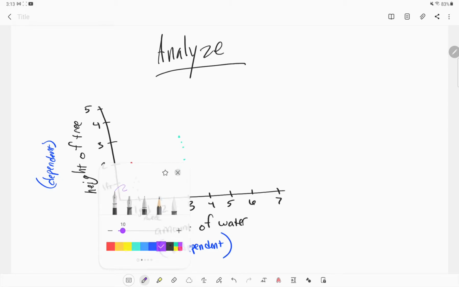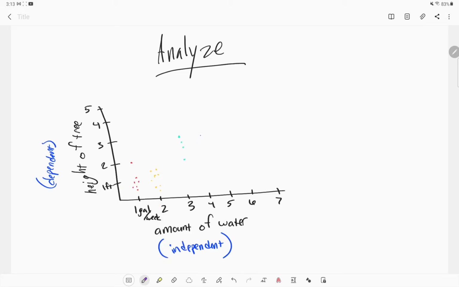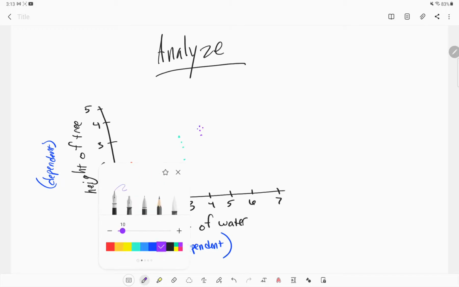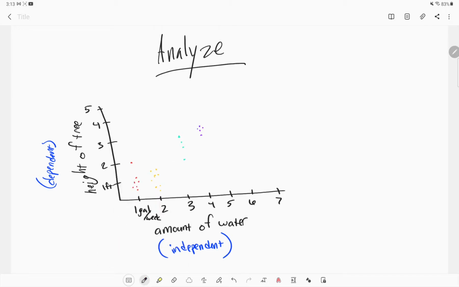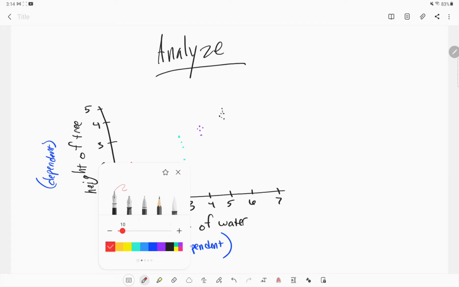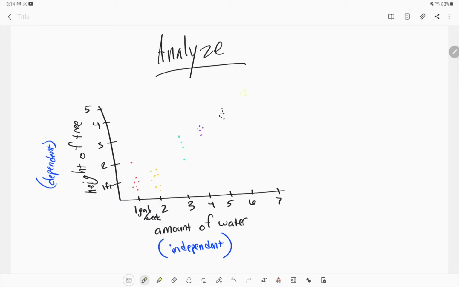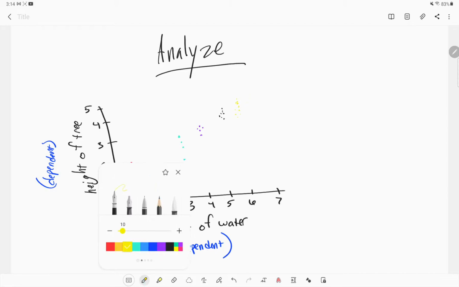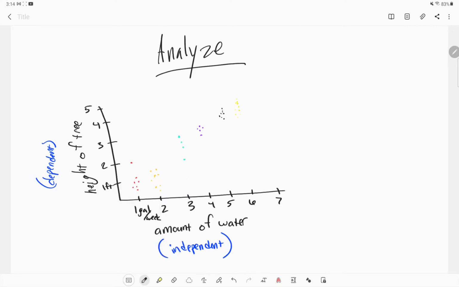And let's just say that trend continues with our 4 gallons of water a week trees are kind of up over here. Then we get our 5 gallon a week trees. Let's say that they do really well. They're growing well over 4 feet. And we get our 6 gallon a week trees, and they kind of do a little better, but they're very similar. And then finally our 7 gallon a week trees, they're right here again.